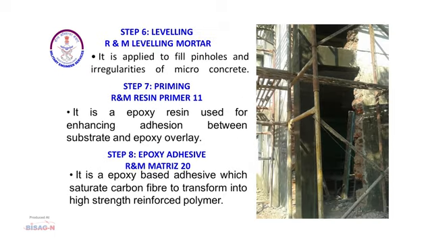Once the micro concreting is done, the next step is leveling. The leveling chemical which we used is RNM leveling mortar. It is applied to fill pinholes and irregularities of micro concreting. After this, step 7 of priming comes, where an epoxy resin based primer is provided to prepare the surface for epoxy adhesive. Step 8, epoxy adhesive.